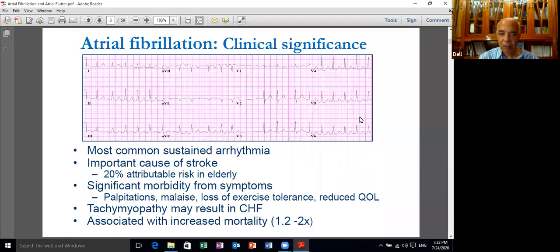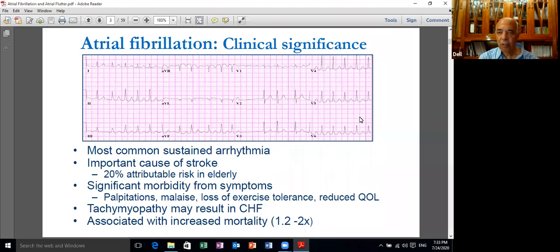Of course, it's not the most common arrhythmia. Extrasystoles are more common, but as a sustained arrhythmia, it's the most common. It's important because it's an important cause of stroke. The attributable risk, which is the risk of patients with atrial fibrillation over control, is 20%. It's associated with significant morbidity and mortality. Patients sometimes tolerate it very well. Other patients having the same type of atrial fibrillation with the same rate, but they cannot tolerate it at all, complaining of palpitation, malaise, syncope, exercise intolerance, and so forth.